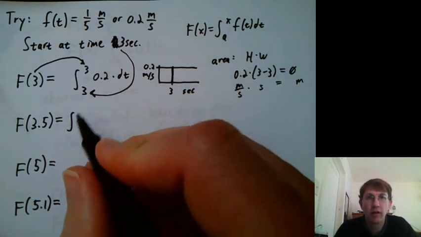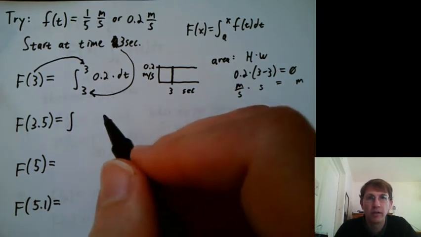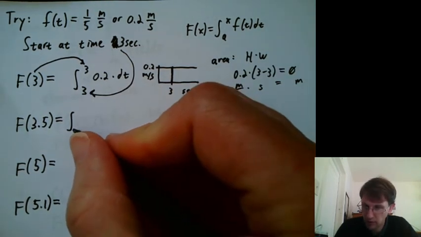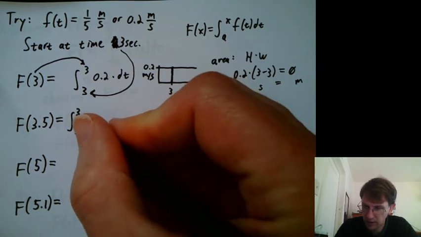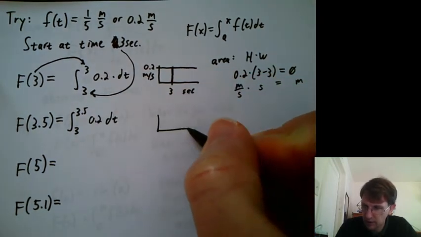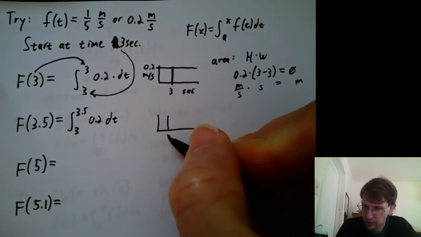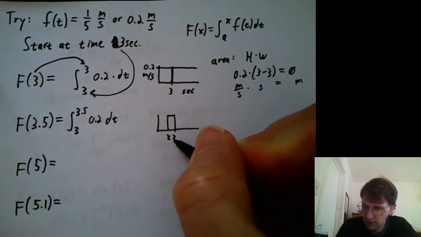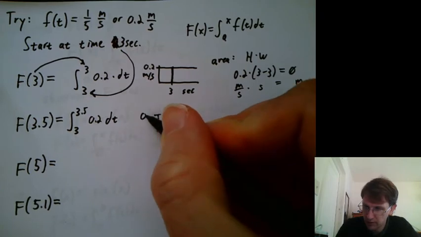So go ahead and write out what the limits on this integral must be. Right, so it's again starting at time 3, stopping at time 3.5, 0.2 dt, and we're starting here at time 3, going over to time 3.5, 0.2.